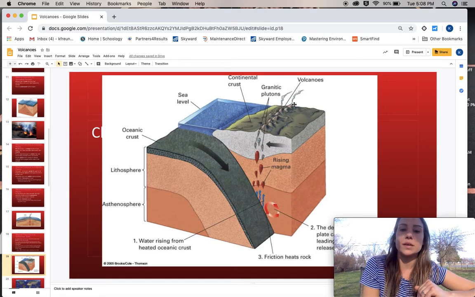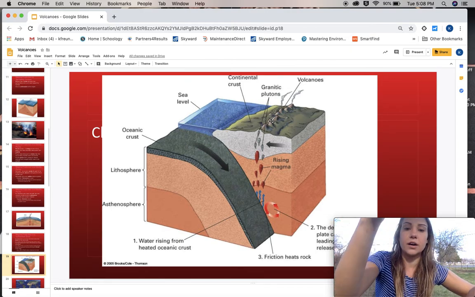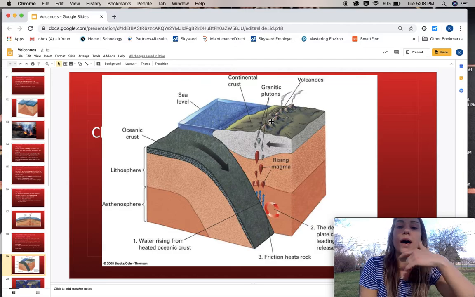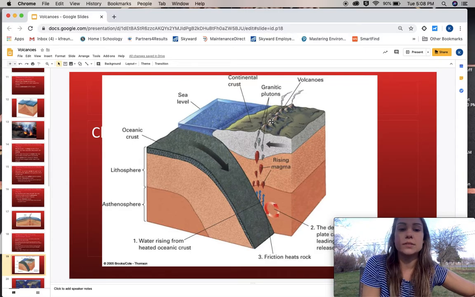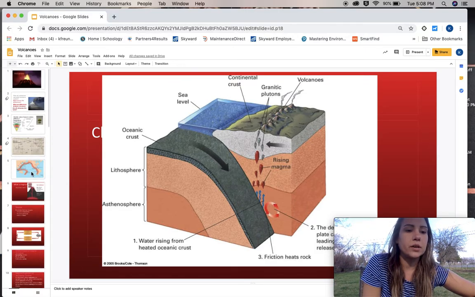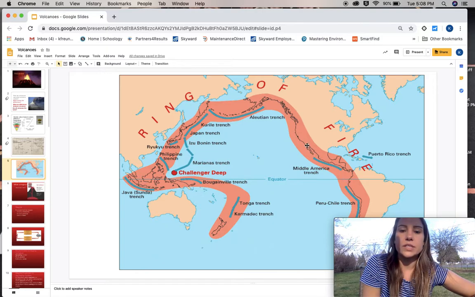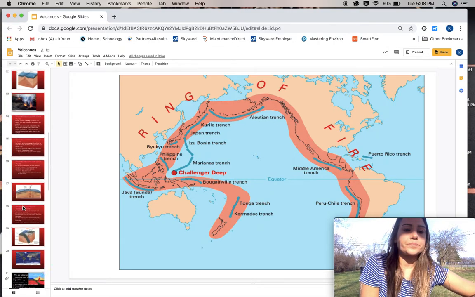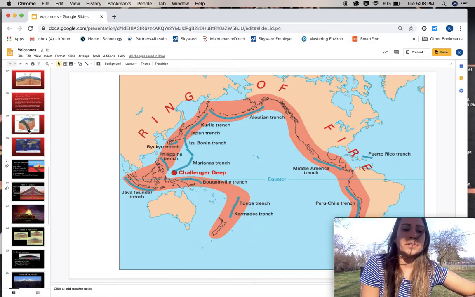So this would be an example of what the Ring of Fire actually looks like, right? It's literally like a chain of volcanoes on the edges of our continents, right? So if you remember, it creates that chain all along California, down in South America, and then over in Asia here. And that was our Ring of Fire.